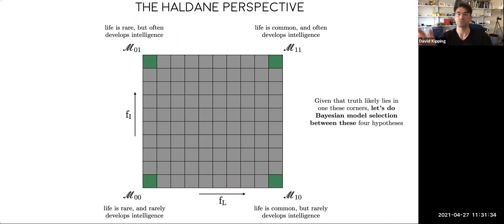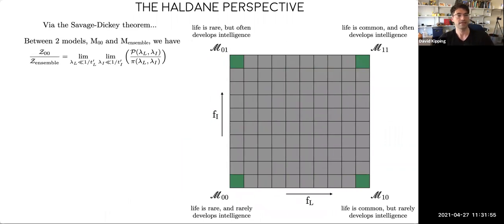Given that the truth is one of these 4 corners, at least that's what we're thinking from the Haldane perspective, then we can just do Bayesian model selection between these 4 hypotheses. That's really the key here: we're going to do Bayesian model selection rather than trying to infer lambda. We're going to weigh these models, these hypotheses, against each other. Now, there are 2 ways of proving this. I'm only going to show you one for the interest of time.